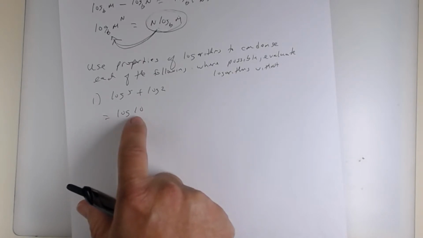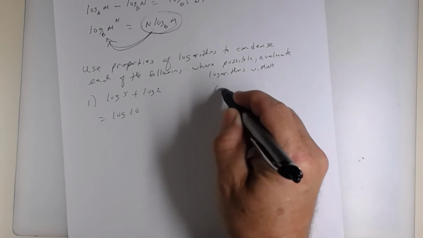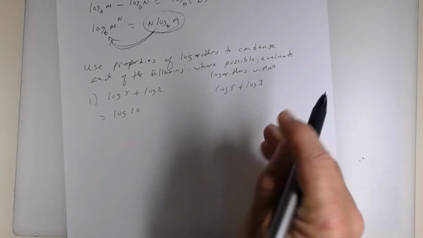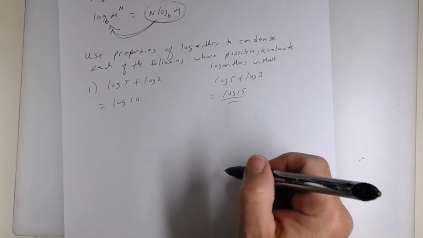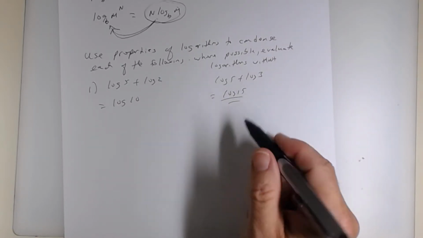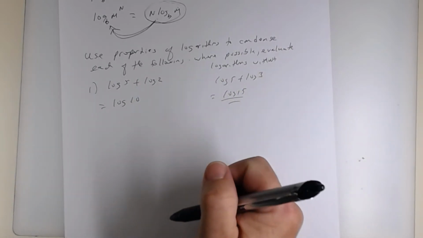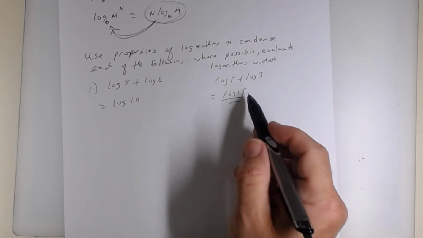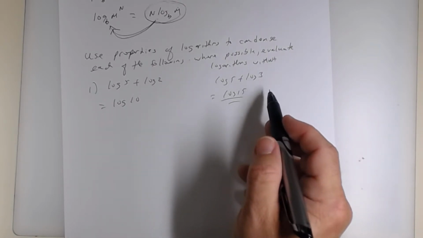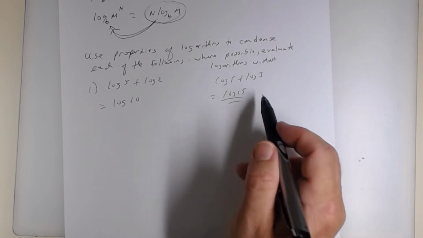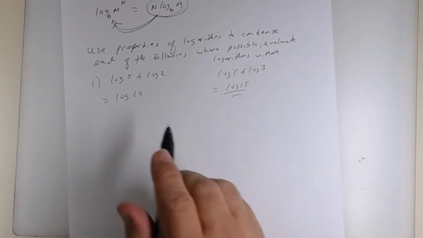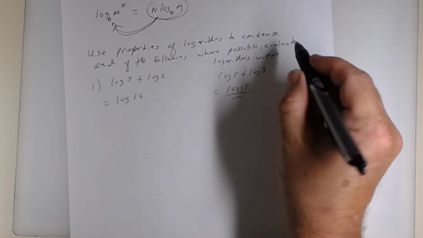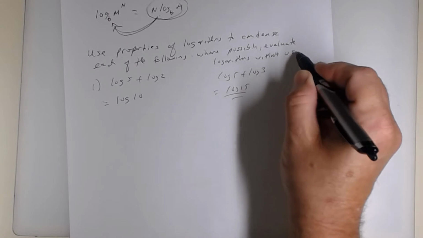If this was log 5 plus log 3, what would the answer be? Log 15. You're done. You can't do anything else to that. So don't take the calculator to approximate this, because nowhere in this problem does it say use your calculator to approximate. If you do, you won't get full credit. And you're going to say, well, I had the answer, and I'd say, yeah, but you didn't follow directions. Okay? So where possible, evaluate logarithms without using a calculator.